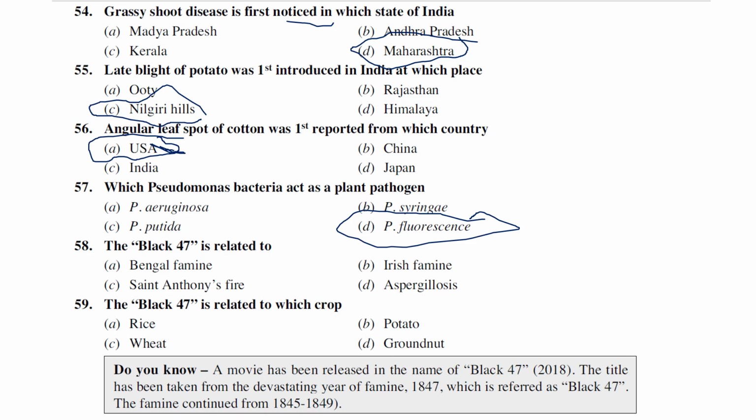Okay, Black 47 is related to the Irish famine. I will tell you what this Black 47 is. Black 47 is related to which crop? Potato crop. Irish famine, late blight of potato. I will tell you about this Black 47.